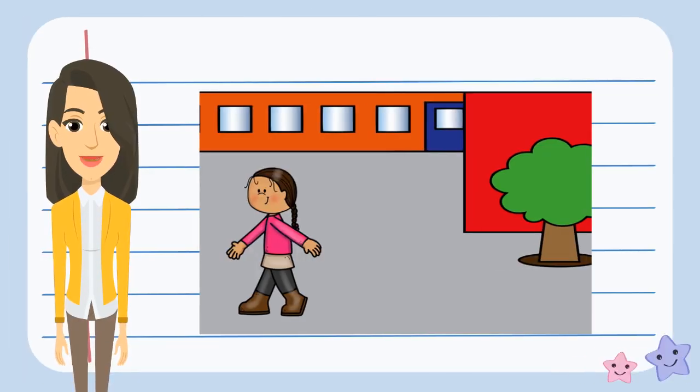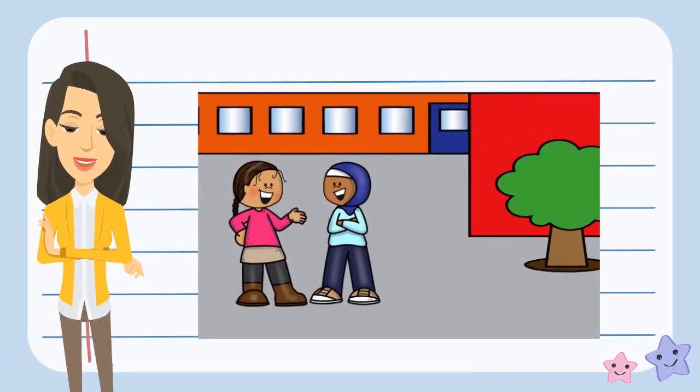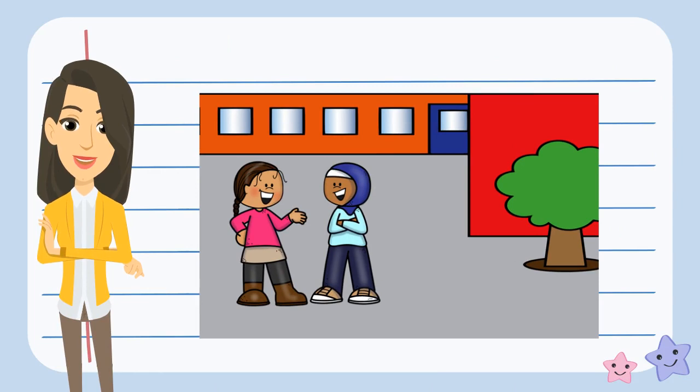If these strategies don't work, you can always walk away. You don't need to say anything more. You can just turn around and walk away and play somewhere else. These are all great strategies to use when you have a problem with your friend.